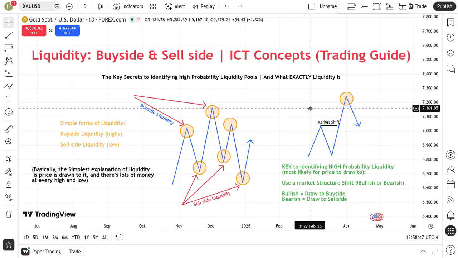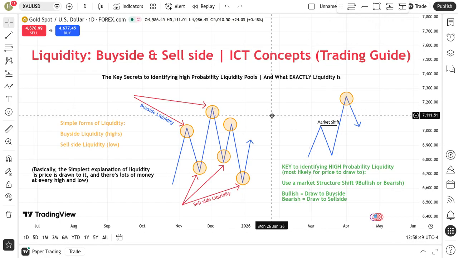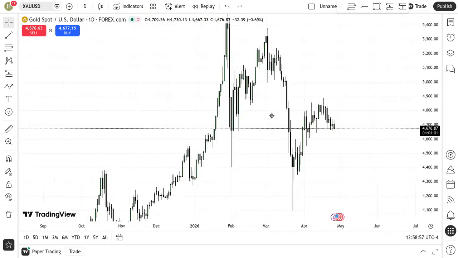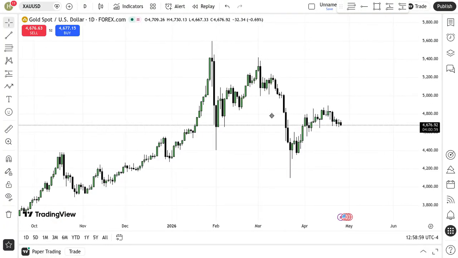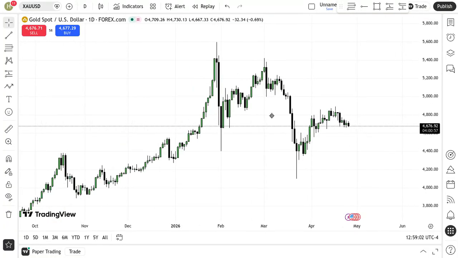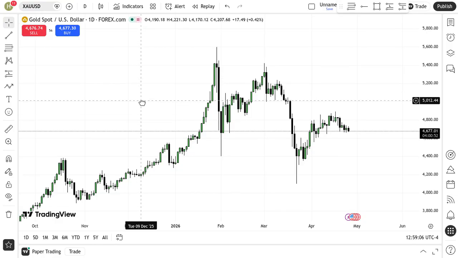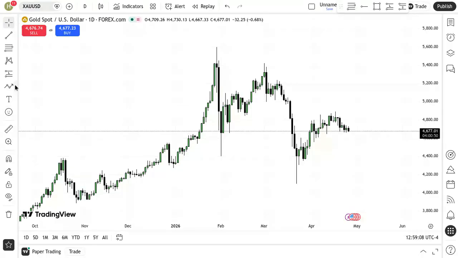So these are the key concepts to identifying high probability liquidity pools, which liquidity price is targeting, and exactly what liquidity is. Now let's go and look at some real examples. Let's identify liquidity and identify certain scenarios where price would be drawing to liquidity. So remember, liquidity is at every high and low. So it's as simple as this.